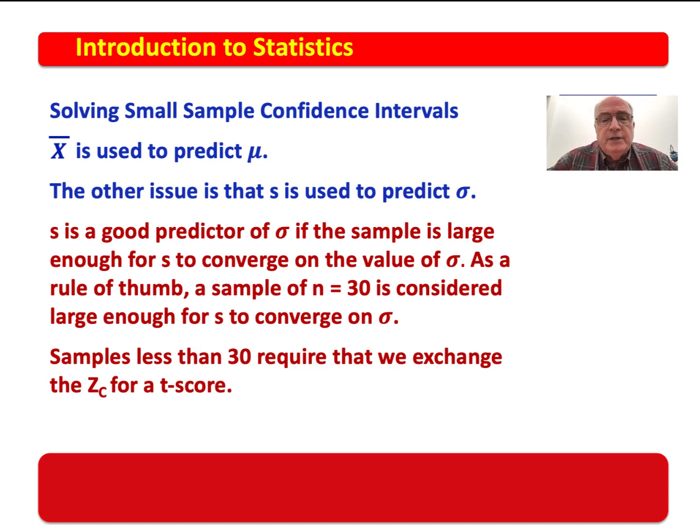Now, the other issue is that we don't know the population standard deviation. So we're going to use S to predict sigma, and that is fraught with a few problems. S is a good predictor of sigma if the sample is large enough for S to converge on the value of sigma. As a rule of thumb, a sample of n equals 30 is considered large enough for S to converge on sigma. Samples less than 30 require that we exchange our Z confidence for what we call a t-score.